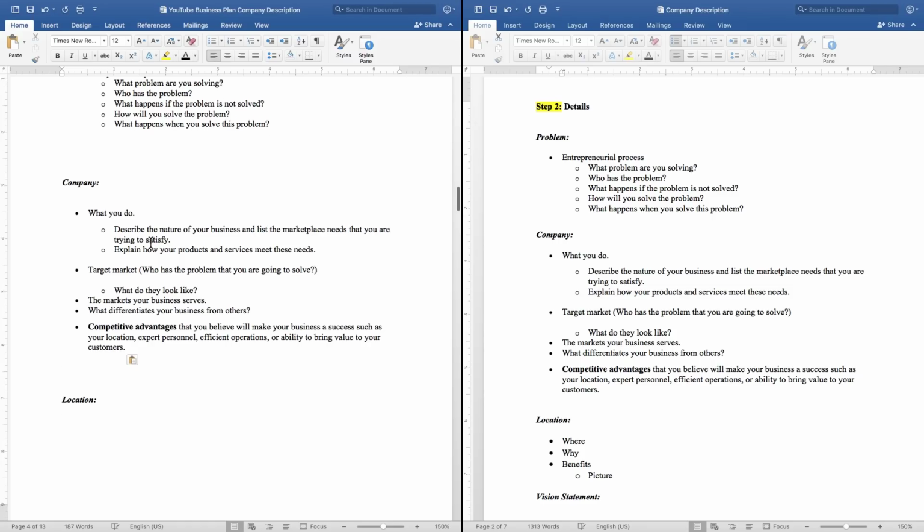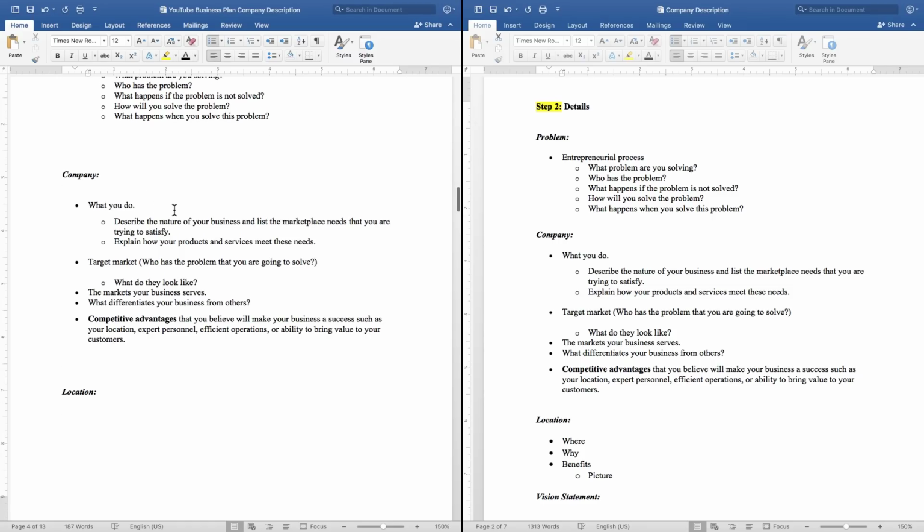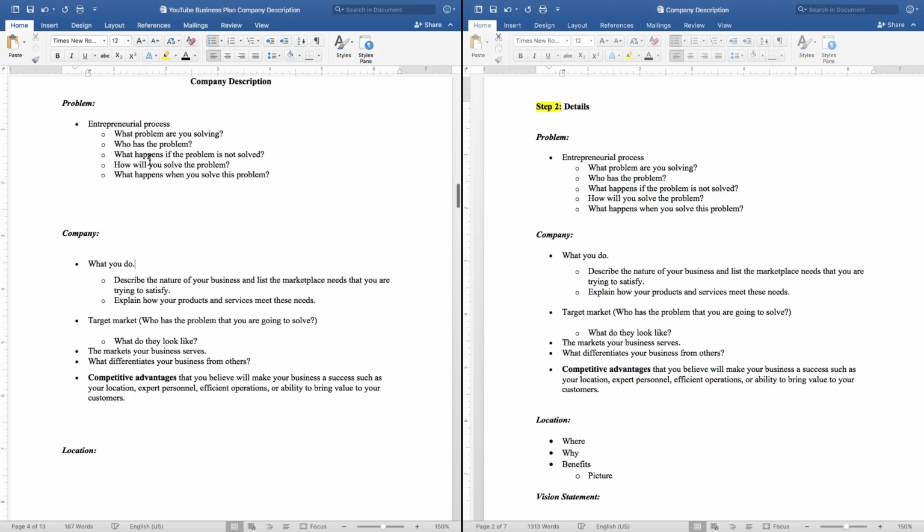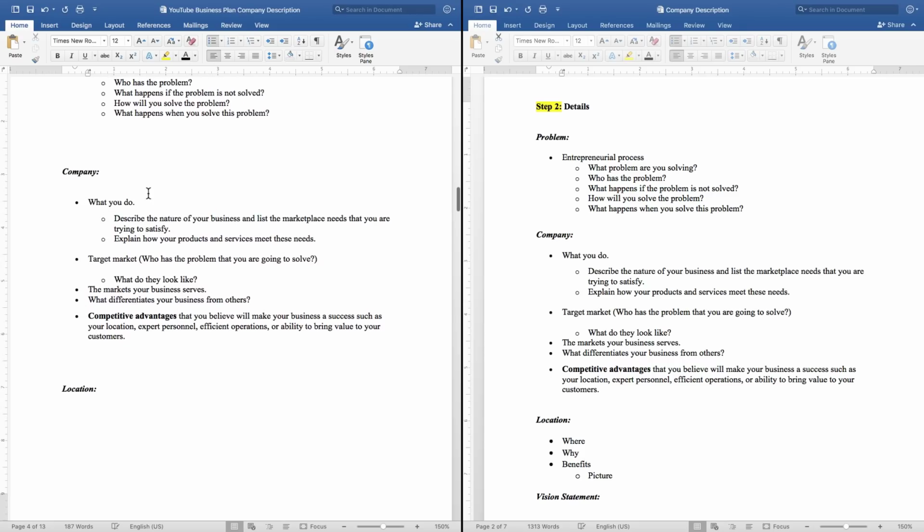So in the company section, we're going to go in depth now. We've kind of introduced the company right here, and I'll show you how to do that in a little bit. Now we're going to bring back the company, and we're going to start talking about what your company does, and go into some details on exactly what your company does and the products and services that your company is going to offer.